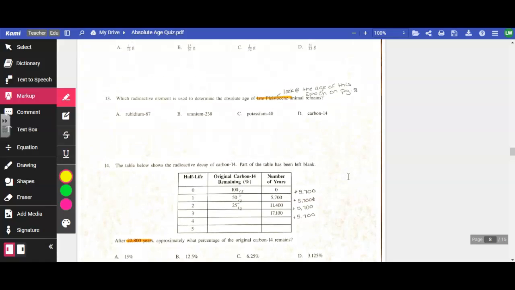Number 13, which radioactive element is used to determine the absolute age of late Pleistocene animal remains? So you need to look at the age of this epoch on page 8 and then decide which radioactive element would be used to determine this absolute age.